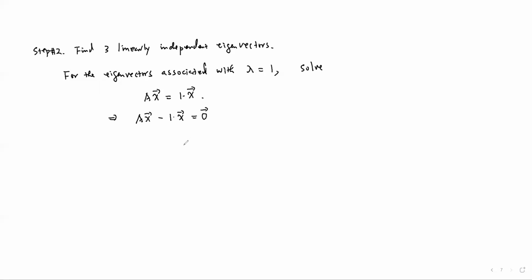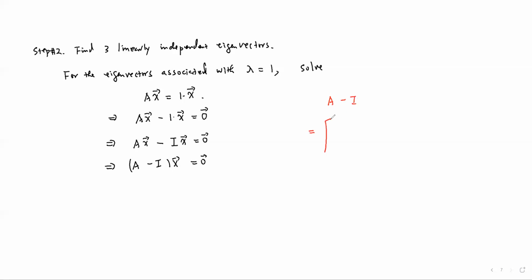Then factor out x. But before factoring out x, let me write the second term as 1 times the identity matrix. Otherwise, a matrix minus scalar 1 is not computable. So let me write the second term as identity matrix times x. Now factor x out, and the result is 0. The coefficient matrix is A minus I.